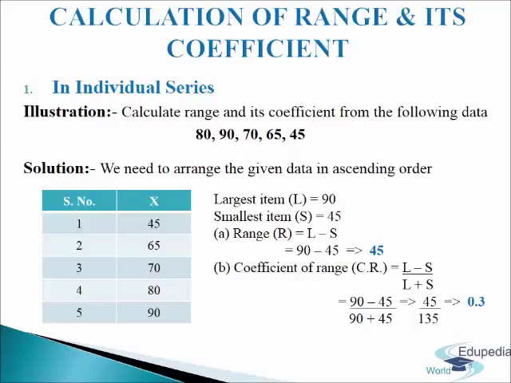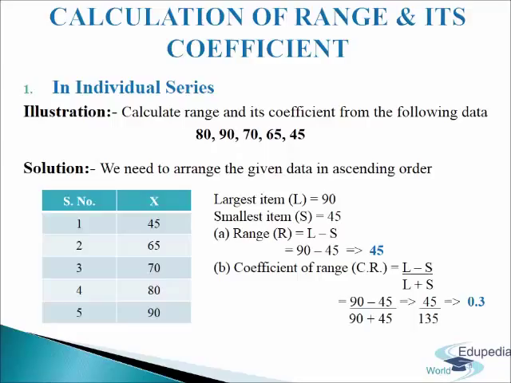For the solution, we need to arrange the data in ascending order. For that, we will make a table of two columns. In the first column, we will write serial numbers, that is 1, 2, 3, 4 and 5. And in the second column, we will write the data which is provided to us, that is x, in ascending order. We'll start with 45, 65, 70, 80 and 90. As you can see in the table, the largest value is 90, so we will write 90 in front of largest item, and the smallest item is 45.